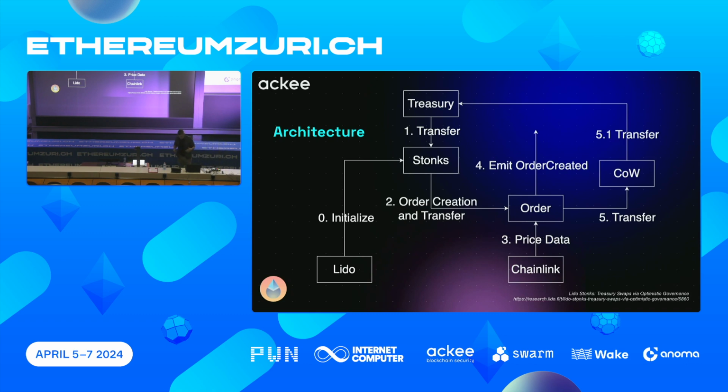So how does Stonks work? Lido is a DAO, so there is a treasury. Sometimes they want to exchange some staked ether, their own coin, to stablecoins and back, and they want to do it automatically. When Lido creates a new swap, they need to initialize Stonks. This is the first step. When a DAO proposal is accepted, it automatically initializes Stonks. Next, Stonks creates an order. The order is a swap order for CoW Protocol, which is a swap protocol. The order contract emits an event. An off-chain component reads this event and creates a new transfer to CoW Protocol. When CoW swaps this, it sends the swapped tokens back to the treasury.